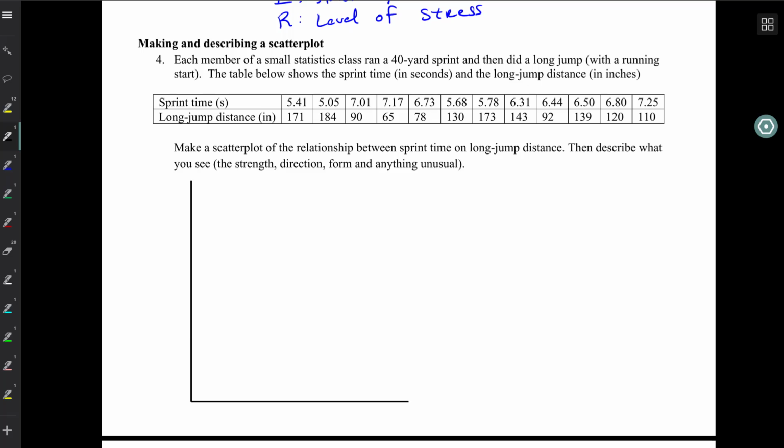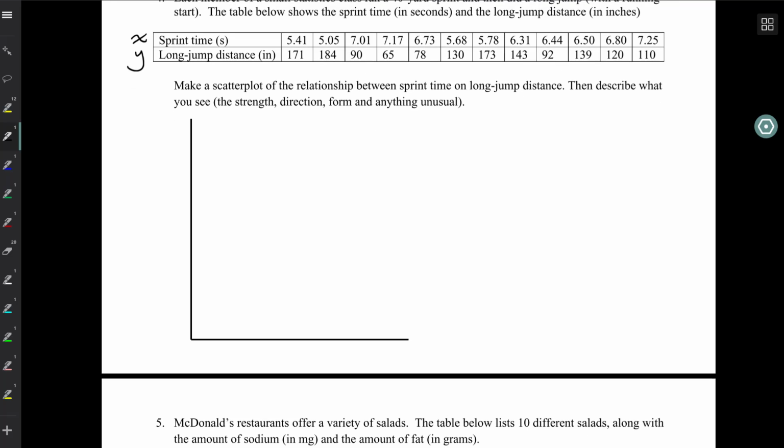So the first thing that we want to think about is what's going to be on the x-axis. What are we going to put here? What is doing the explaining? Well, to me, I think it makes sense that if you can run faster, you can jump farther. So to me, I would say the sprint time is going to be the x-axis. The sprint time is going to help explain the long jump distance. Okay, so what I want to do when I'm writing this out, on the x-axis, I will go ahead and put sprint time, and I will write it in seconds, and then the long jump distance on the y-axis, and we'll do that distance in inches.